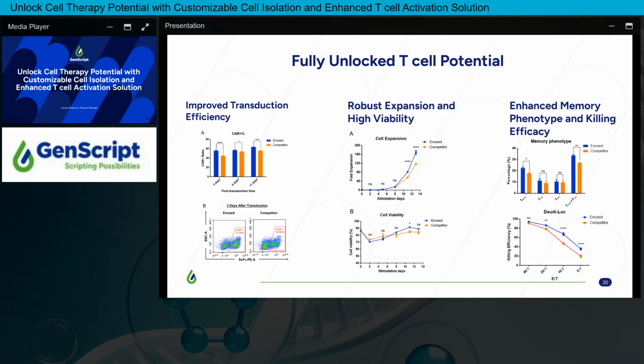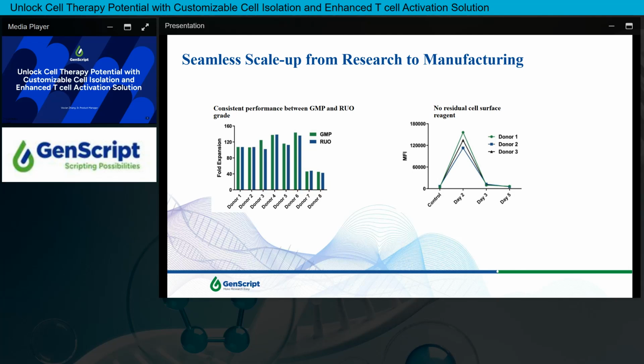And last but not least, we also observed enhanced memory phenotype indicated by the subpopulation of TCM and TSCM, and also higher killing efficacy against the target cell line. Here, the dotted luciferase cell line was used, and this was also observed in vitro as well. And it will be very interesting to see if this can further translate to clinical efficacy.